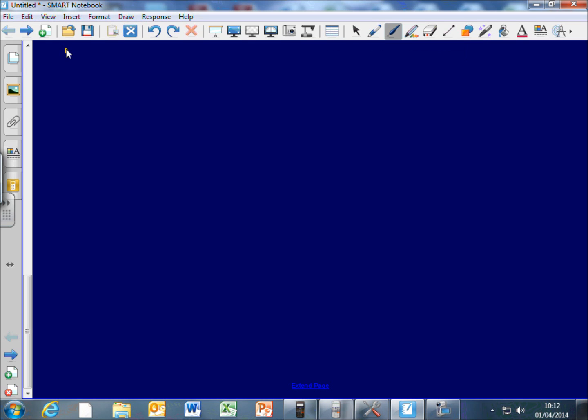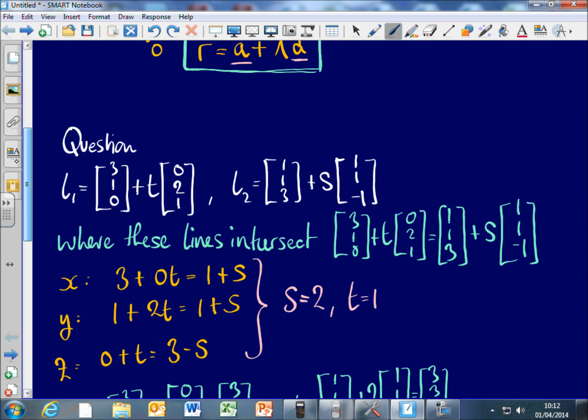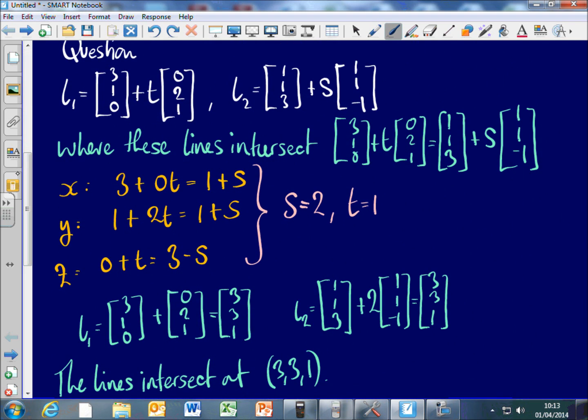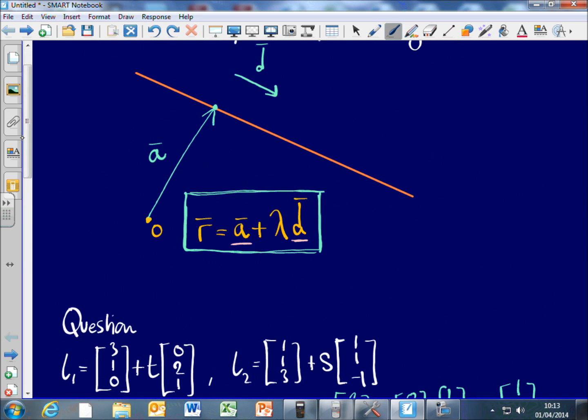Now the second thing I can do is I can also find out the angle between the two lines. So I've got these two lines, L1 and L2, and I want to know the angle that they make with each other. Now, as we've explained earlier, the first part of the vector, the a part, just gets you onto the line, and the second part, the d part, is the direction of the line.